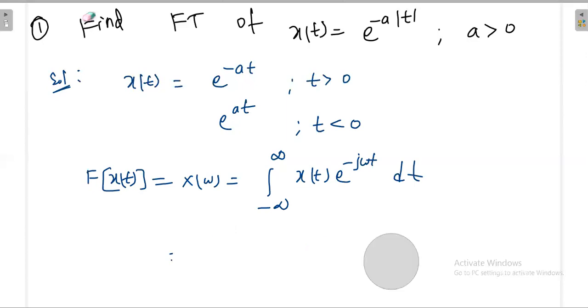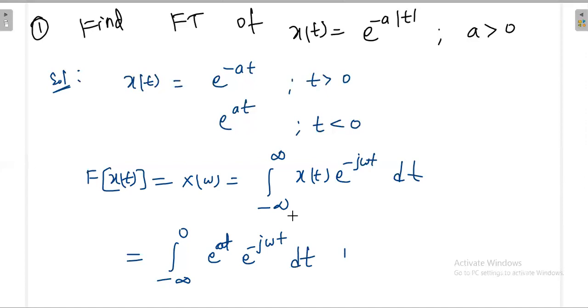First we'll split the limit. What is the lower limit? Integral from minus infinity to 0. Whenever time is less than 0, in this limit we have to use e power at, again e power minus j omega t dt. Again, whenever the limit goes from 0 to infinite, that means t greater than 0, the upper limit is infinite. So here we have to use e power minus at, e power minus j omega t dt.